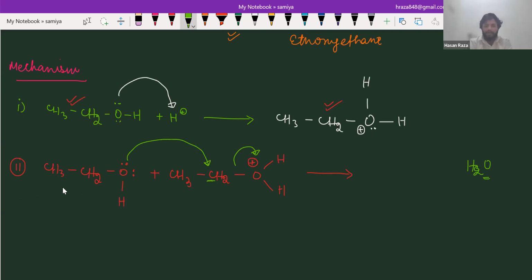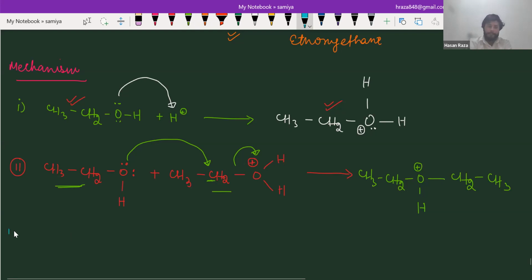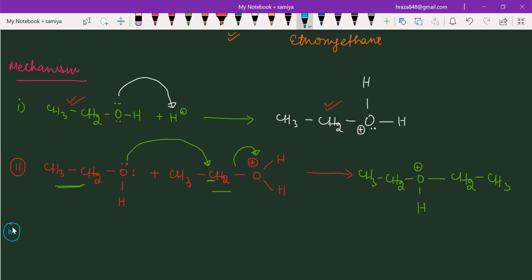Now see, I will write this part first. There will be CH3, CH2, and then O, and I'm going to erase this. I will write it later. O, and then with O there is H, and now since oxygen donated its electron to this carbon, it will be CH2 and then CH3, and since oxygen has donated one of its electrons, it will have a positive charge again. Is that clear? The second step, all of you? Yes, sir.